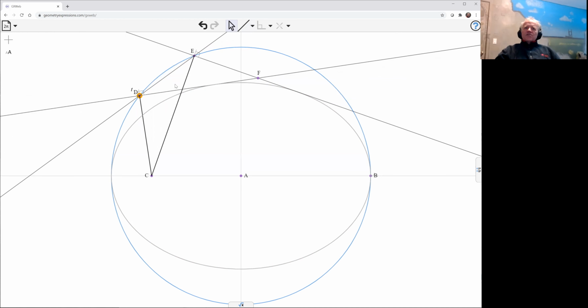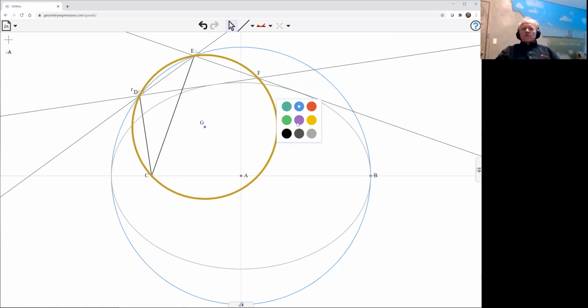And as is the chord, we can see this angle here is 90 degrees, and this angle here is 90 degrees. So both D and E lie on the circle whose diameter is CF. So if we chose these 3 points and created the circle through those 3 points, it would also go through D. Again, I'm going to change the color of that so that we don't get too confused. Make that purple. Okay, so these are angles in a circle.